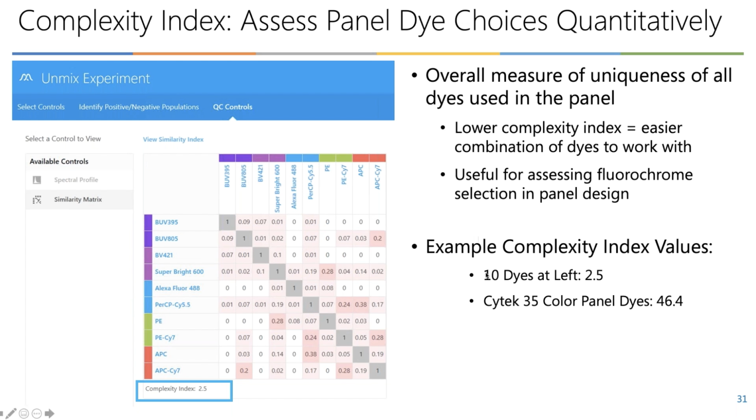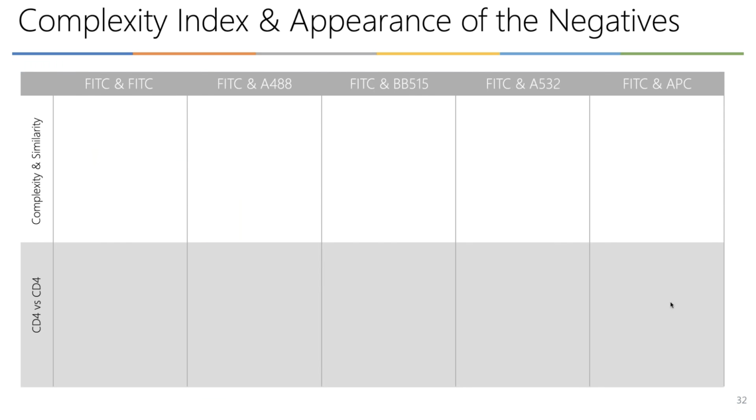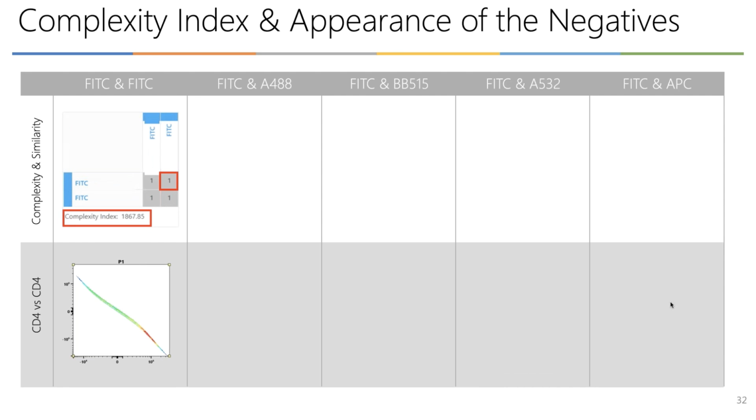Here are 10 dyes that work really well together. We have a complexity index of 2. And in the 35, 36 color panel, we can have that index going up significantly. Why? Because we're using dyes that highly overlap. Regarding the complexity index is also a great tool and something that for education purposes, I would like you to start thinking about when it comes to the shape of the negative cells when you use highly overlapping dyes.